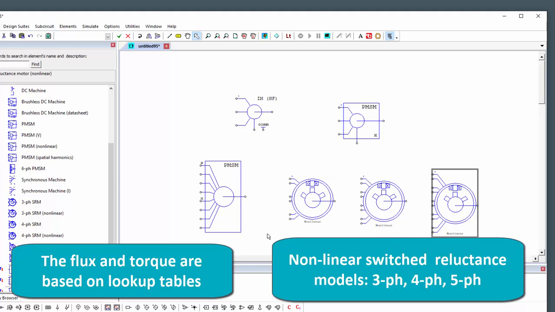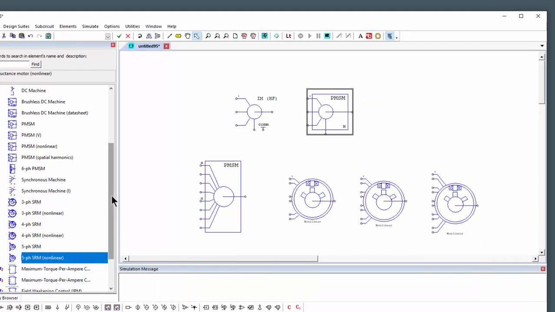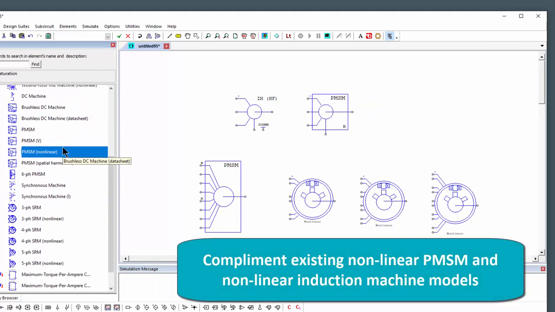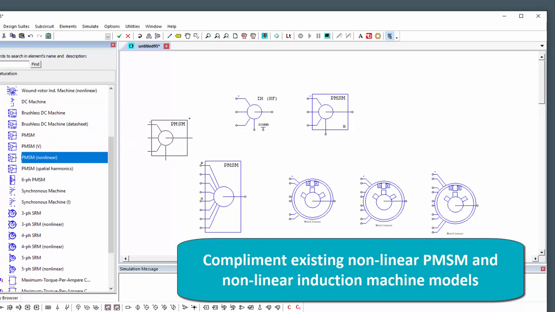Okay, so that's it for this video. Don't forget we've got the nonlinear PMSMs and induction machines in here already. And these machine models are going to be of great help, I think, in your simulations.